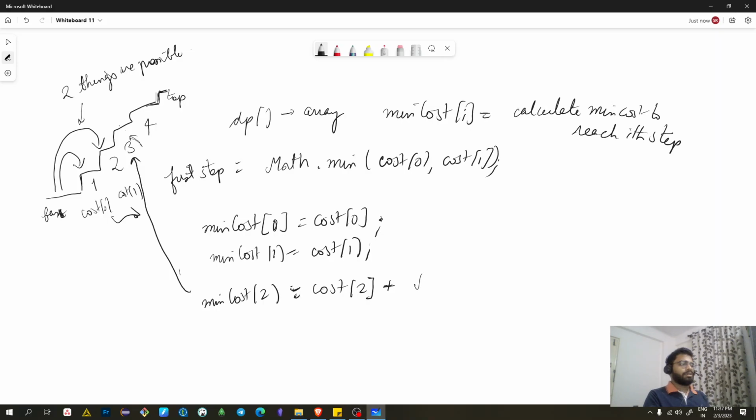So you would have some cost associated with this third position, but what were the previous costs possible? You basically chose the step which was having the minimum cost of the first two steps. You would have done something like this. If this was lower, you would have taken this step and then jumped two steps to reach this. If this was lower, you would have jumped directly two steps first and then one step to reach this.